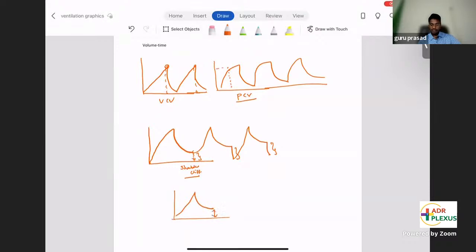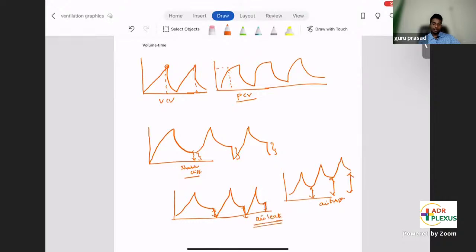But if you follow subsequently, for air leak, what will happen is it will reach the baseline, whereas in air trap, it doesn't reach the baseline. It keeps on going like this, that is, your baseline keeps on coming up. Whenever your baseline keeps on going up, that means some amount of air trapping is happening. Whereas this sudden drop or shoulder cliffing is a sign of air leak. So this is regarding our volume time graph.